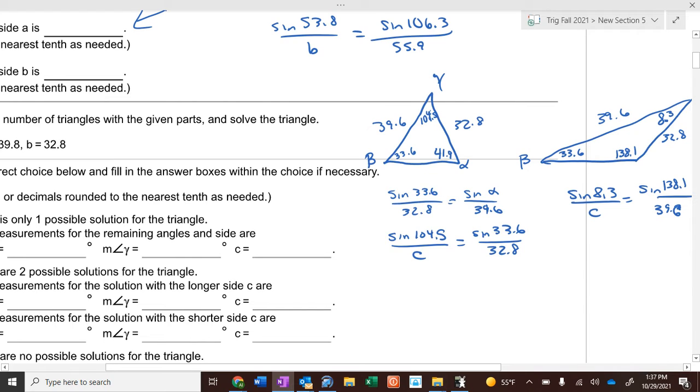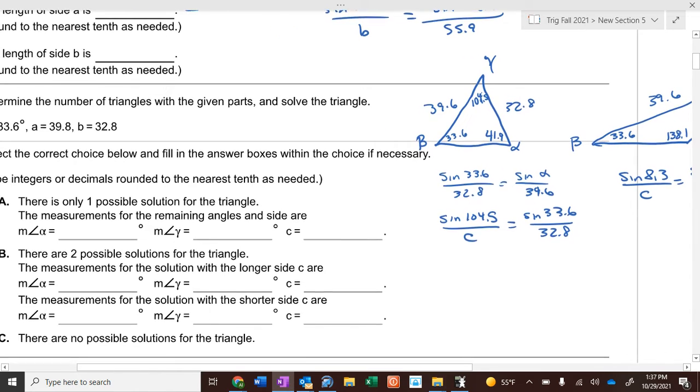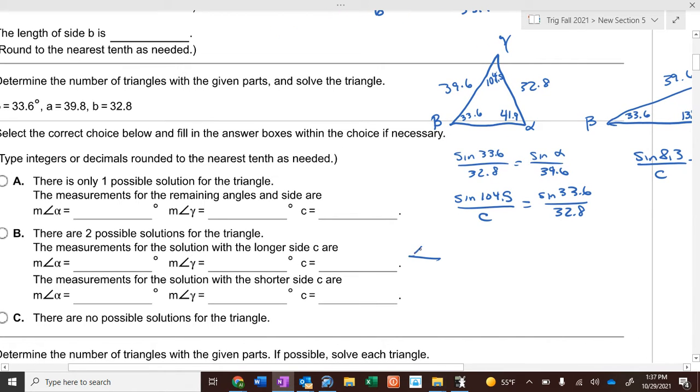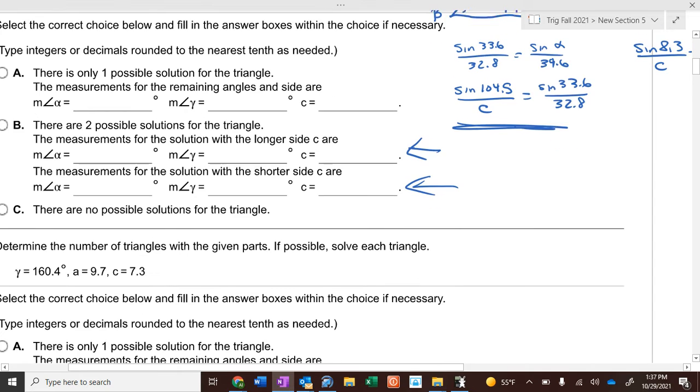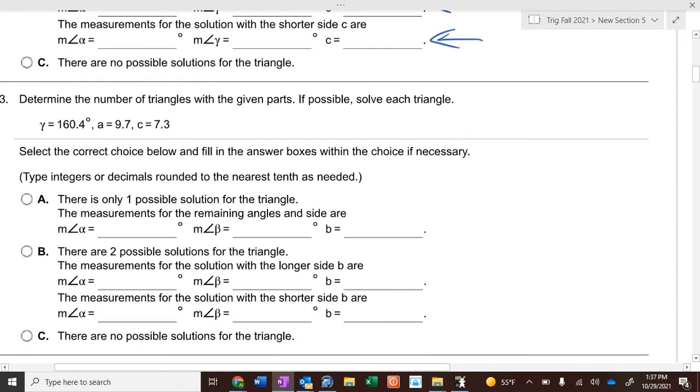No, we shouldn't use that. Come on, Mr. Bierschbach. Sine of 33.6 over 32.8 there, because those are given to us. Okay? And so always on the top line, you do your acute triangle. This is your obtuse triangle. Okay? Been the same for the whole time.